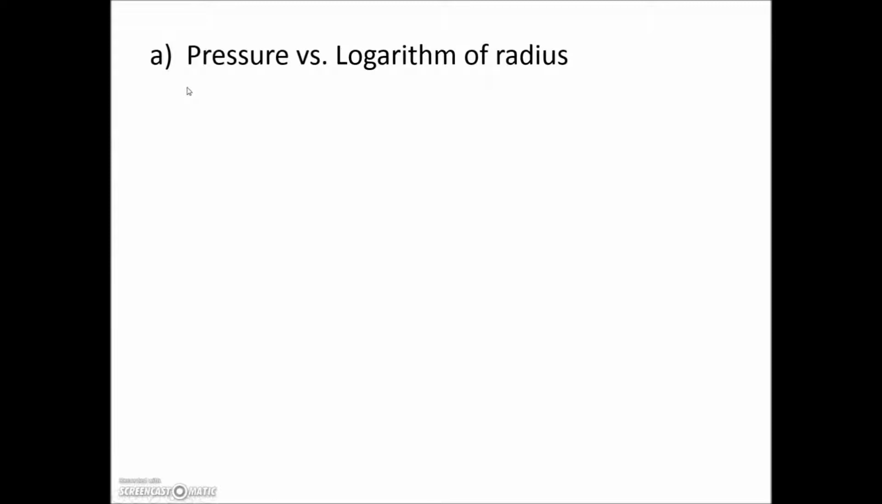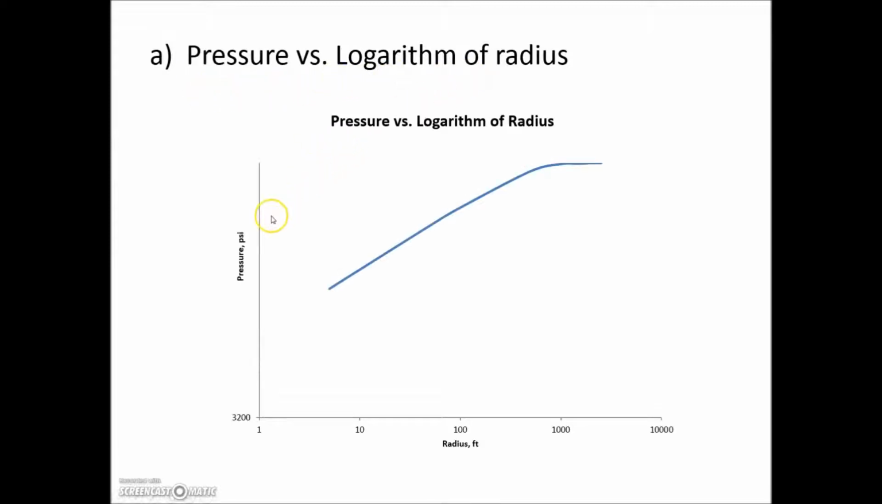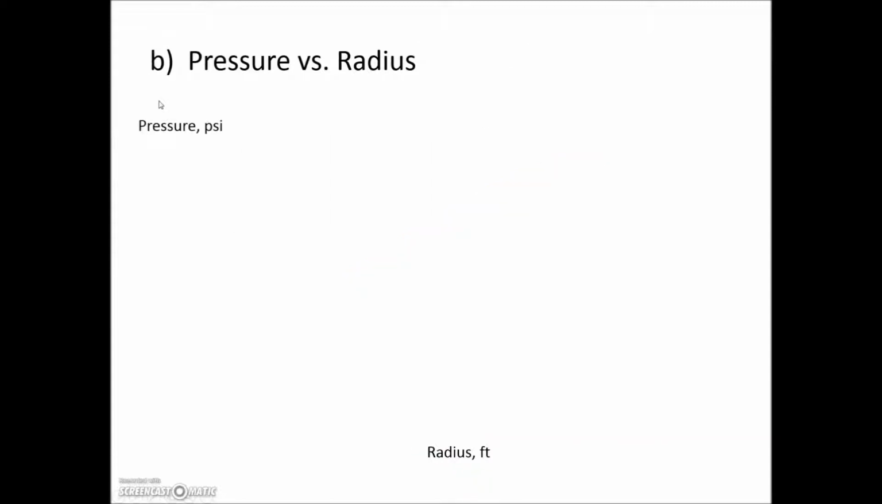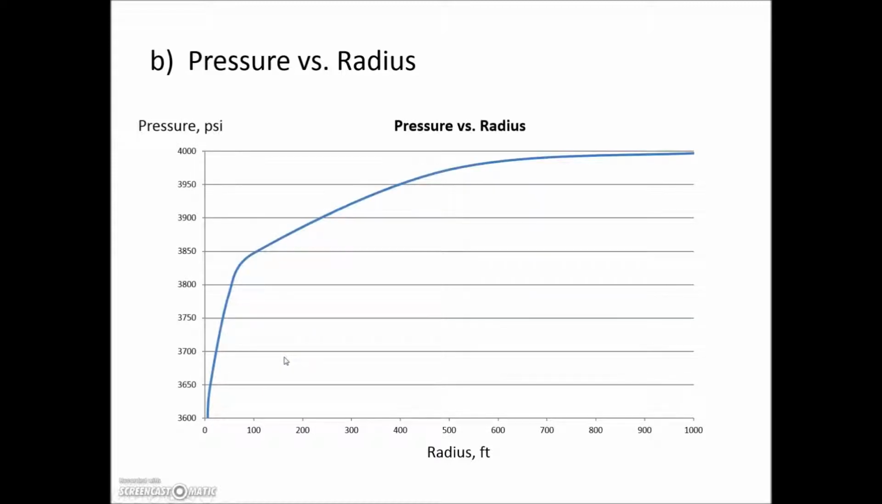After we have done the calculation part, we must show the result in graph form. First, we plot a graph of pressure versus logarithm of radius, where the y-axis is pressure in units of psi and the x-axis is radius in units of feet. Next, the second graph is pressure versus radius, where the y-axis is pressure and the x-axis is the radius. Now, we get a graph in the form of this.